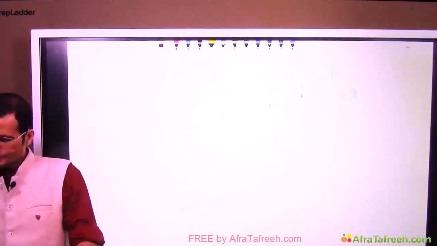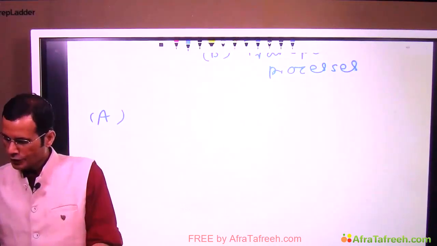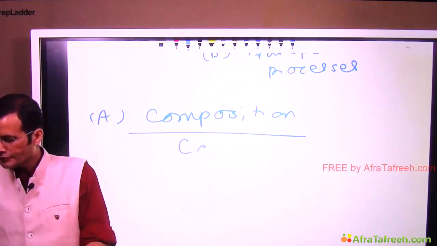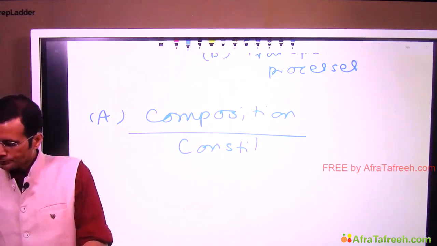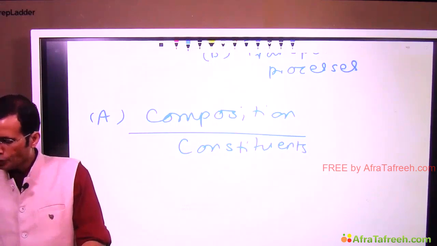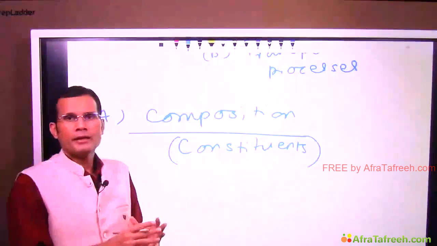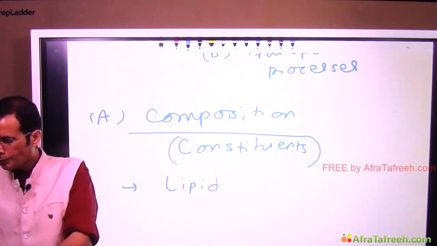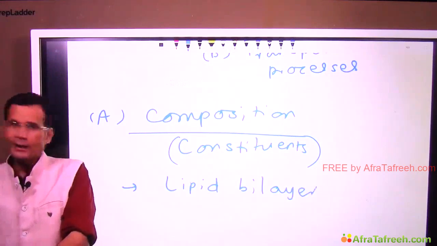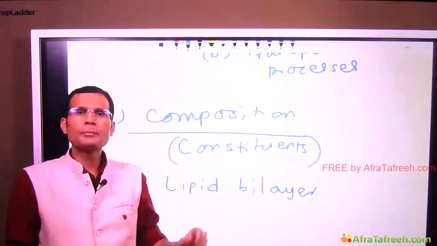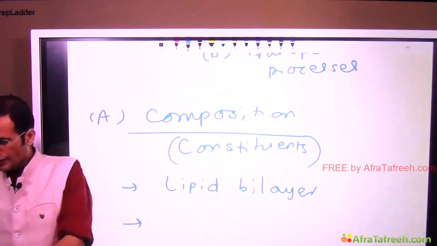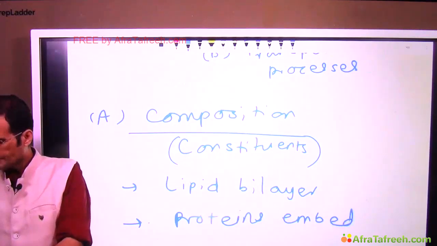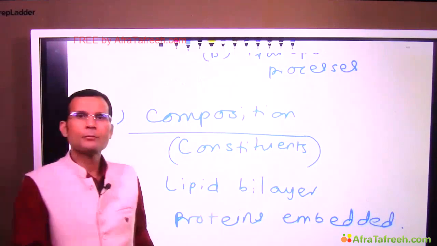And with that, let's start the first part, and that's composition of the cell membrane. We are going to discuss the constituents and their importance. Now, first thing, the cell membrane in humans, it's a lipid bilayer. Basically, it is made up of a lipid bilayer. That means two rows of lipid molecules, and there are proteins embedded in that lipid bilayer. That's the first basic point.